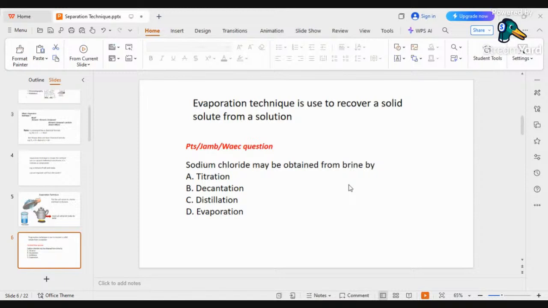Ladies and gentlemen, anytime you see brine, know that brine is salty water, a mixture of sodium and what? Chloride. And therefore, the answer is evaporation. D. That's nice, guys. So let's move forward.